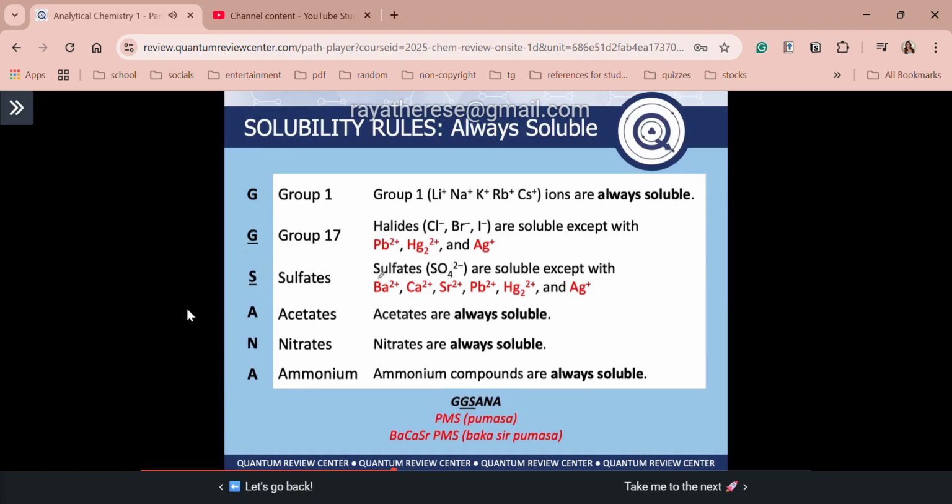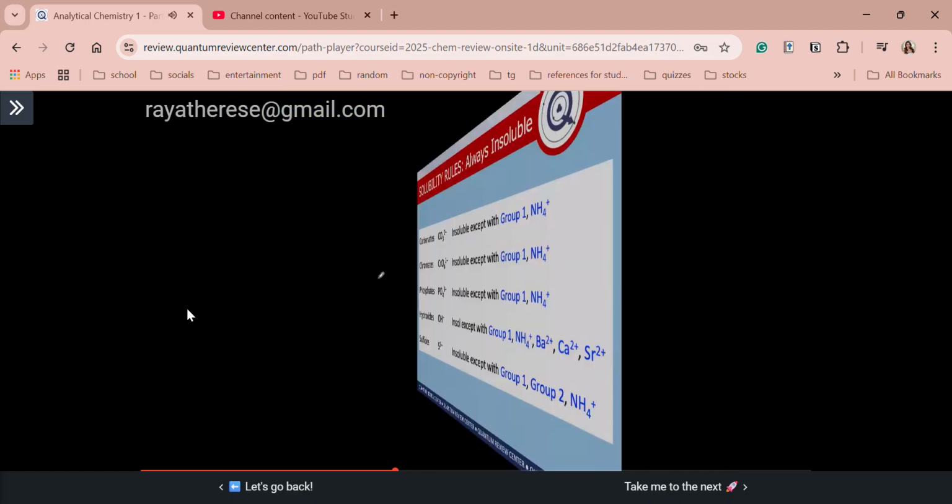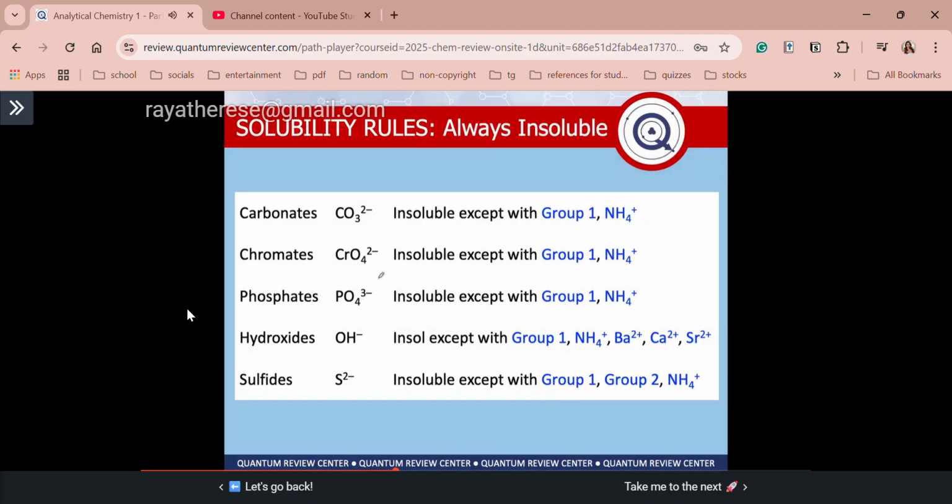So all of the other ions not here, insoluble na sila. Majority ng mga partner nilang ions, nagiging insoluble sila. Some examples are carbonates, chromates, phosphates, hydroxides, sulfides. Marami pa, example lang to, mga common kasi na ions to. Lahat ng hindi nakasulat na anions here, tulad ng fluorides, sila ay laging insoluble. Napansin nyo, ang lagi nilang exception ay group 1 at ammonium, kasi lagi ngang soluble yun. So hopefully, ma-memorize nyo ang mga solubility rules.